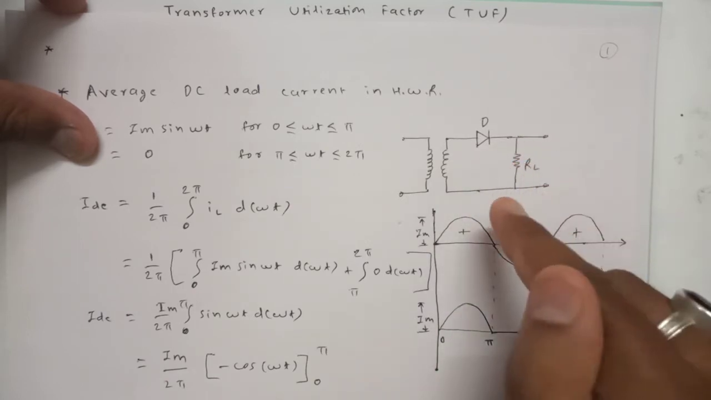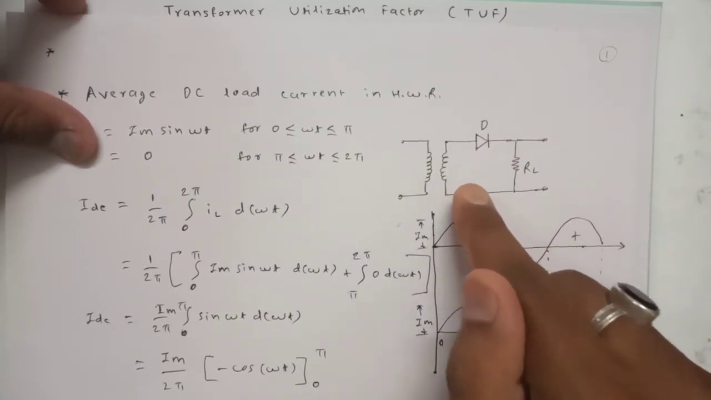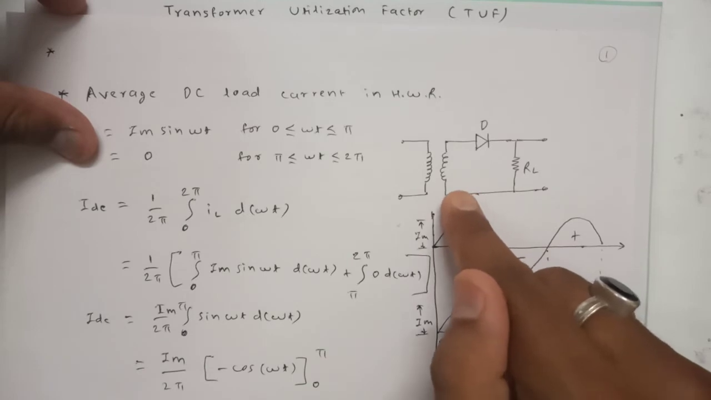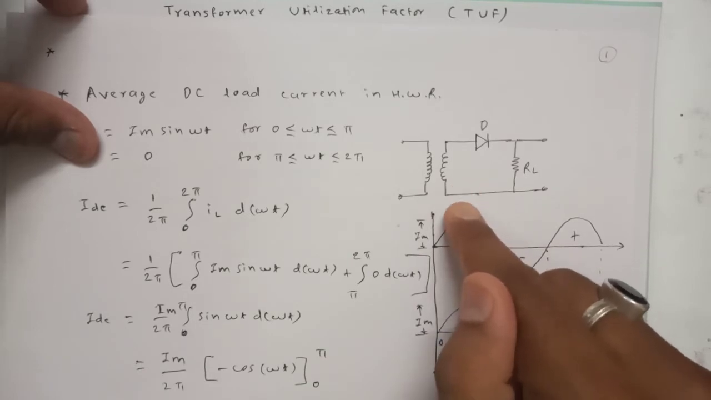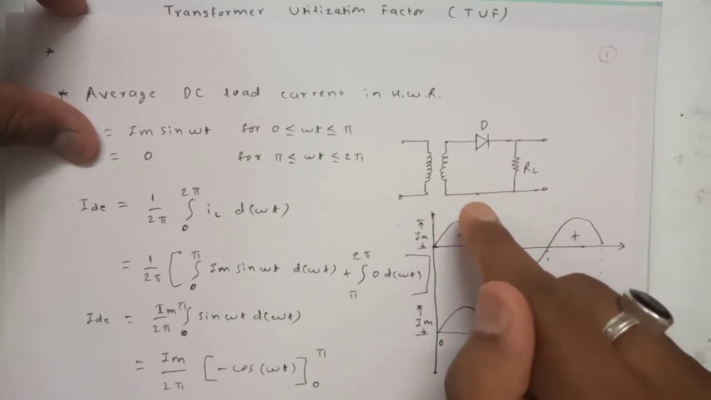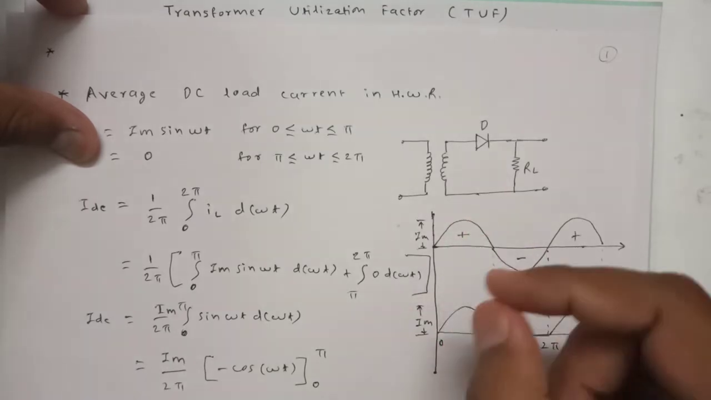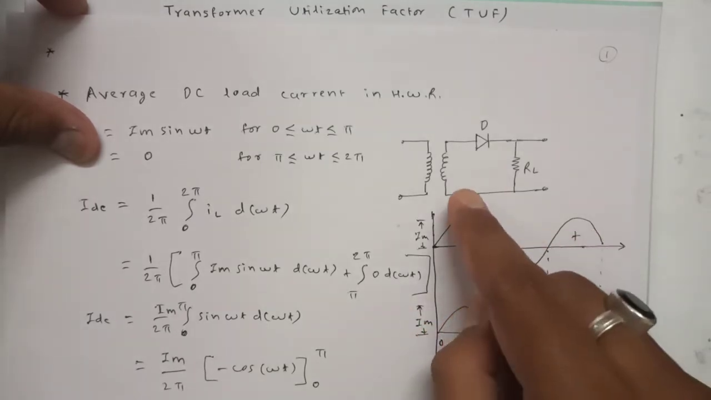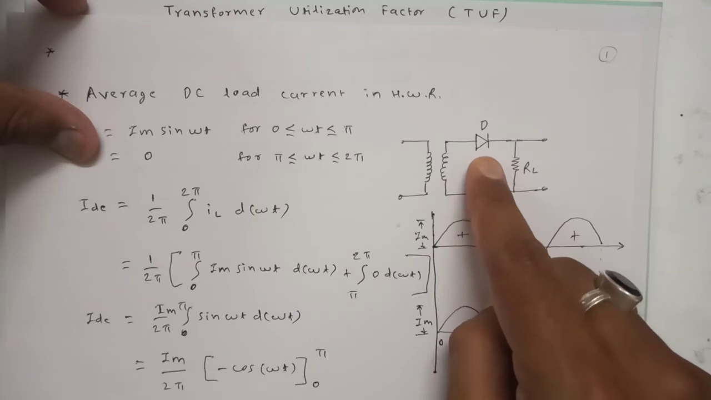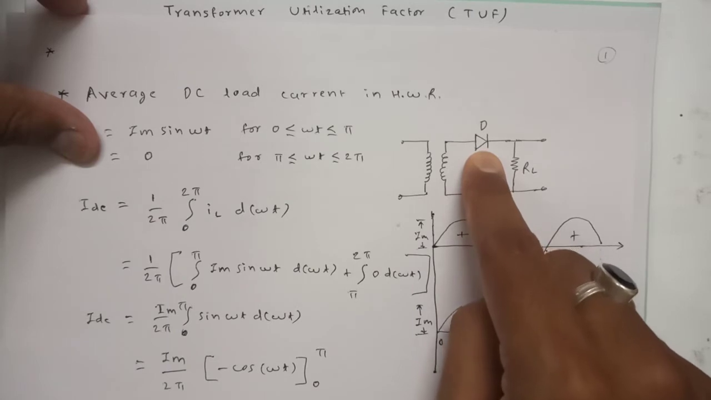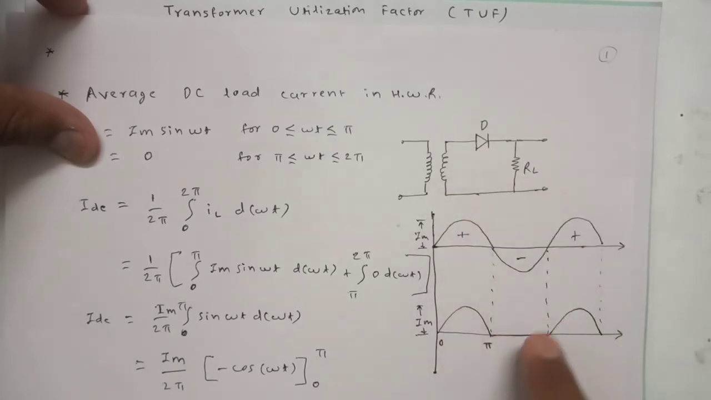Somebody may have the question: if we are writing the voltage here as Vm by root 2 and not considering the current that way, then why in the case of IRMS have we made a different thing? The thing is that whenever the diode is reverse biased, at that time all the voltage is blocked by the diode, and no voltage is available across the load.